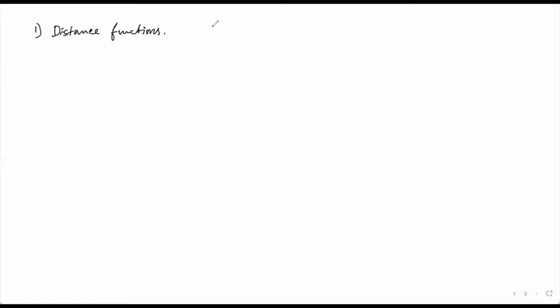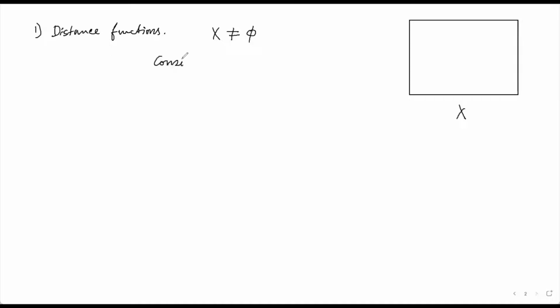So let us start with a non-empty set X. So suppose X is a non-empty set. Let's draw a picture. Suppose this is X. So let us take 2 points. Consider x, y belongs to X, so suppose x is here and y is here. So any 2 points.